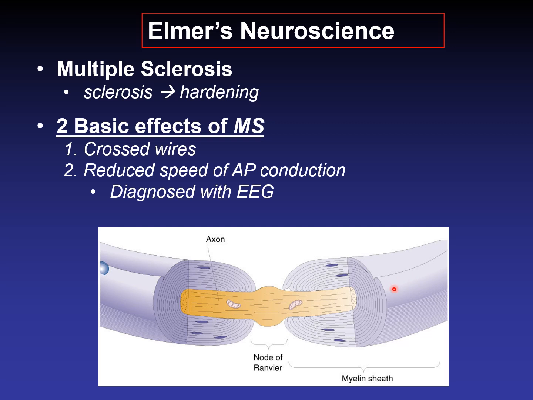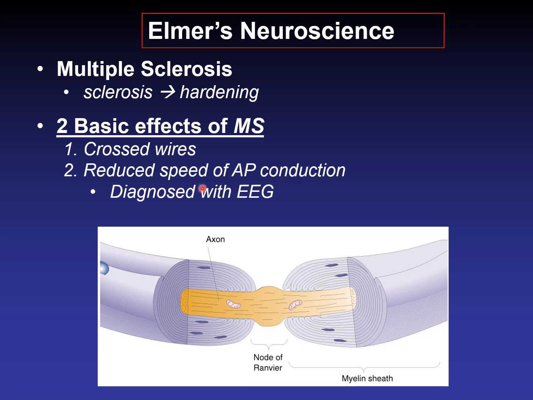Namely, if you have a sclerotic myelin sheath, you don't conduct the action potential at the speed of light. It's a much slower process. So we can see two basic effects of multiple sclerosis. One is crossed wires. Much as if you had two electrical wires running next to each other and they didn't have insulation around them, their signals would get crossed. This can happen in axons. If two axons are running close to each other, their electrical signals can get crossed if they're not well myelinated. So we get crossed wires, but we also get, as I said, the reduced speed of the action potential.